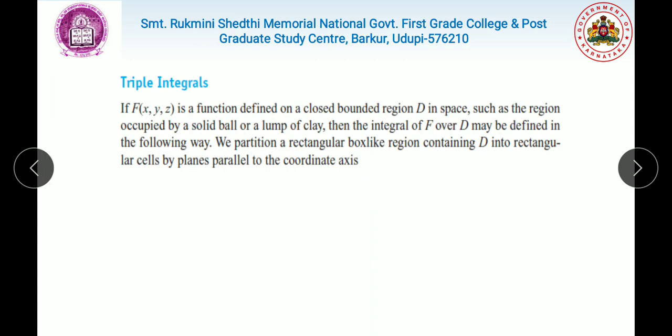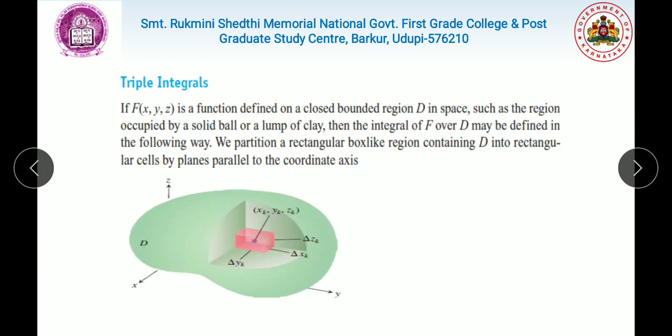So let us see how to define the triple integral of a function. If f of x, y, z is a function defined on a closed bounded region D in space, such as the region occupied by a solid ball or a lump of clay, then the integral of f over D may be defined in the following way. We partition a rectangular box-like region containing D into rectangular cells by planes parallel to the coordinate axes. So this is the picture we have.